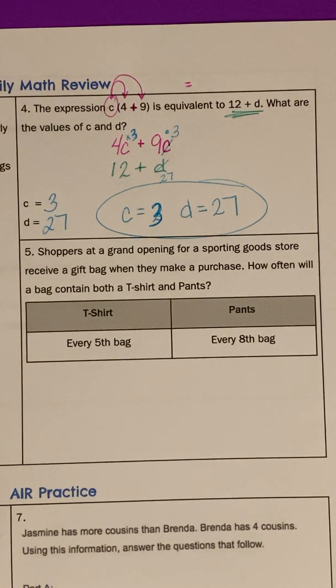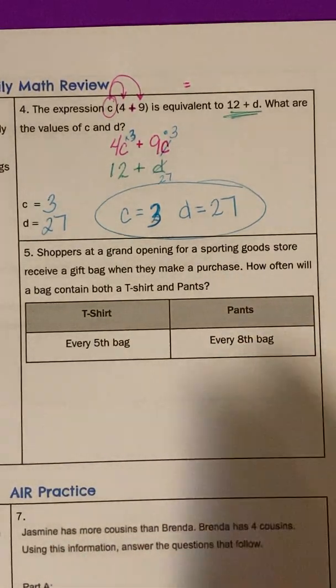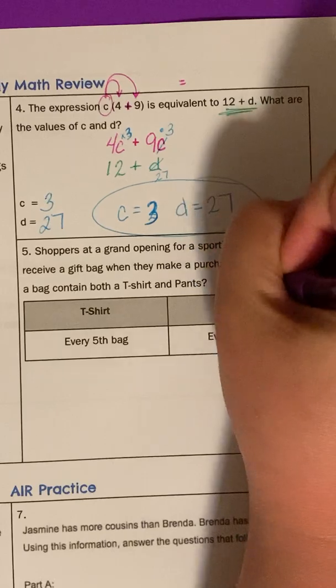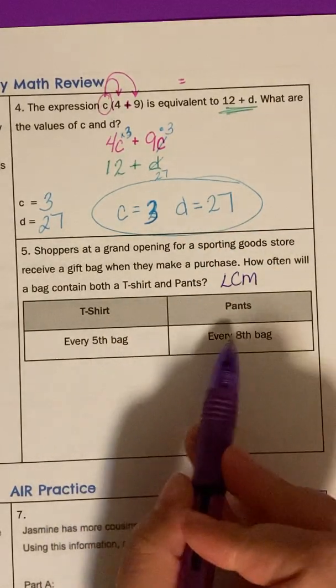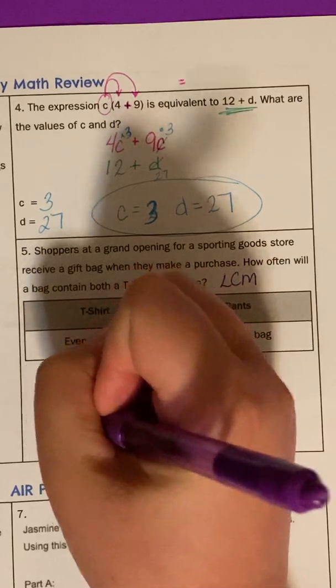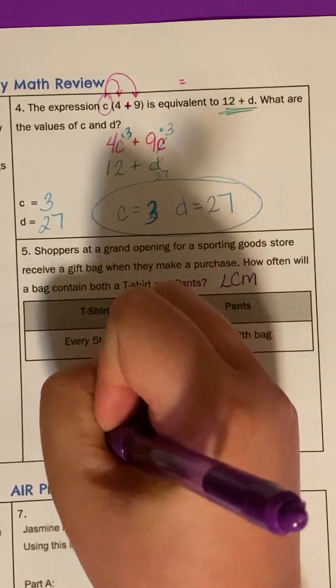But in this case, what did we do in the last lesson on Monday? Oh, maybe the least common multiple. So the first bag that will have both a t-shirt and a pair of pants will be whatever the least common multiple of these 2 numbers is. So we're going to find the least common multiple, the LCM, of 5 and 8. I'm going to write our numbers that we're going to find the multiples of.